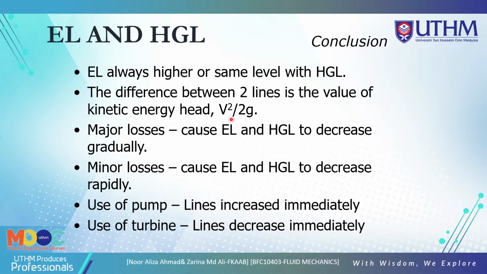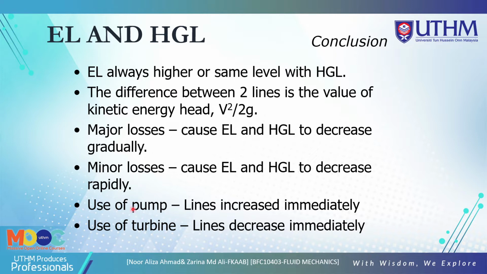Over 2G here. Major losses cause the EL and HGL to decrease gradually. Minor losses cause the EL and HGL to decrease rapidly. So this is the point here. If you have a question asking you to explain the difference, to differentiate the EL and the HGL, you can.